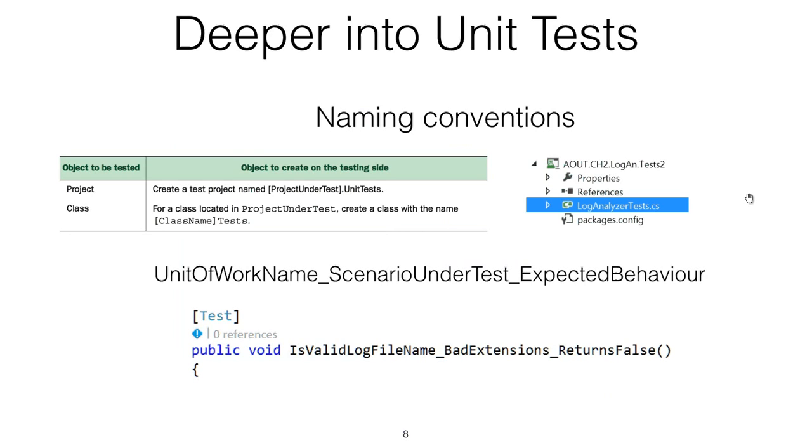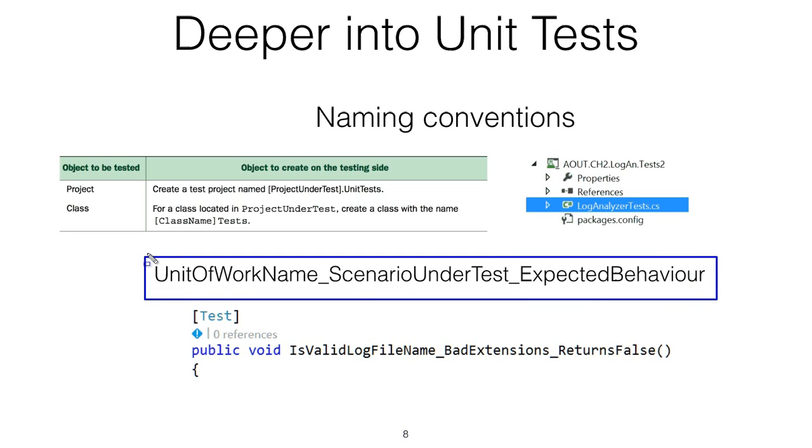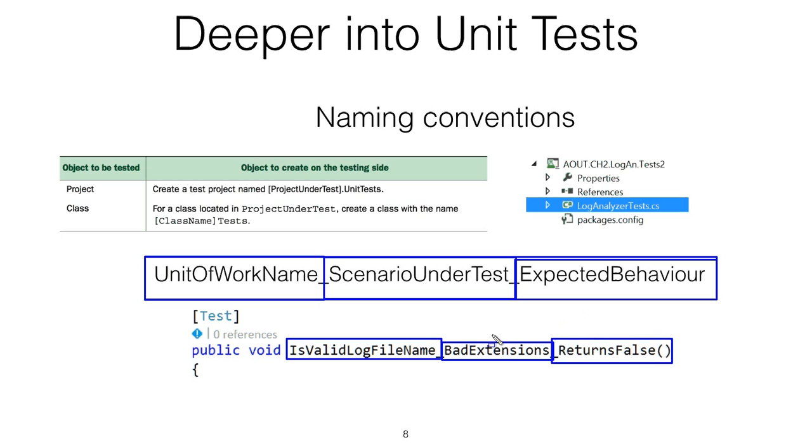Let's go deeper into unit tests. Actually, there are some conventions in naming and in writing unit tests, and best practices, as they can also be called. Note the proper name for a unit test, which I suggest as Roy Osherove does. The first part is the unit of work name, then the scenario of the test, and then the expected behavior of the test. For example, we have a method called IsValidLogFileName. In a scenario of bad extension, we expect that it returns false.